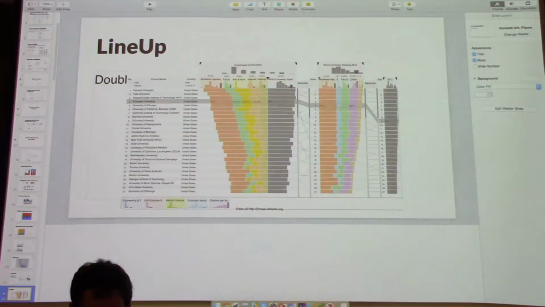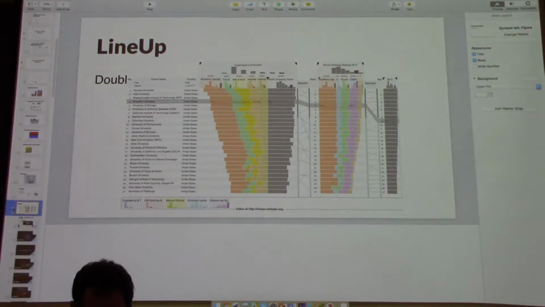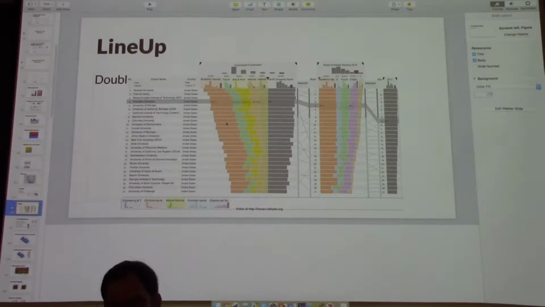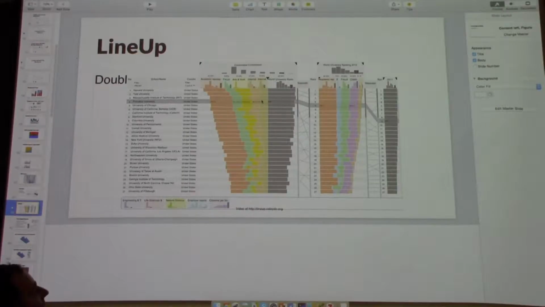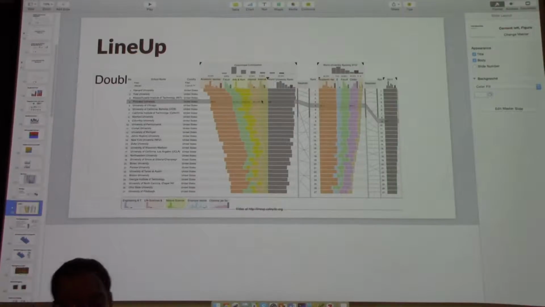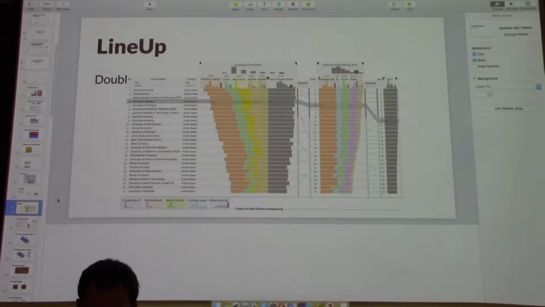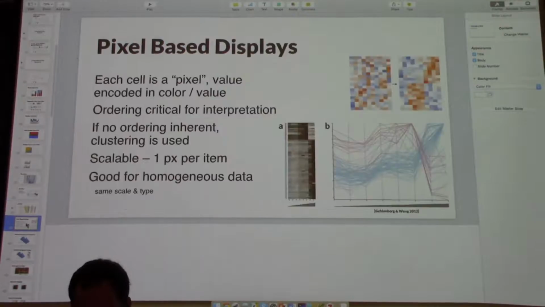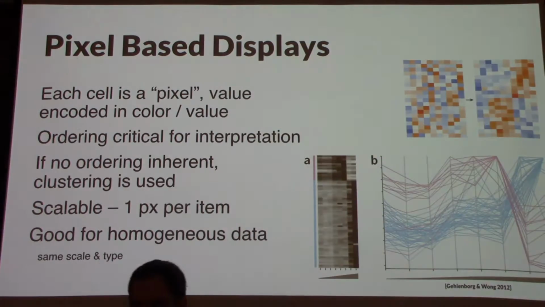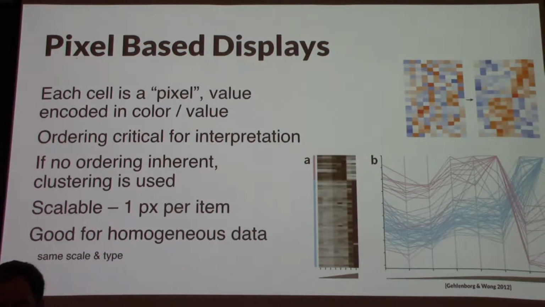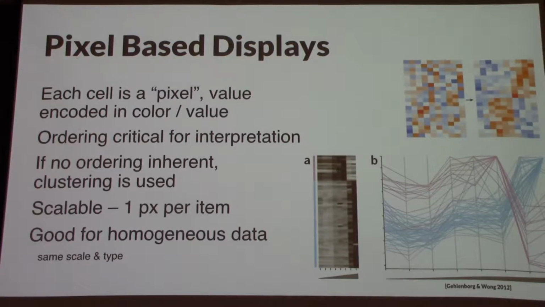Okay, I think you've seen this before. This is the ranking technique, where we have multiple attributes, and we stack them and change them and so on. But I've shown this before, so I'm going to skip over this and continue with pixel-based displays. So pixel-based displays or matrices.